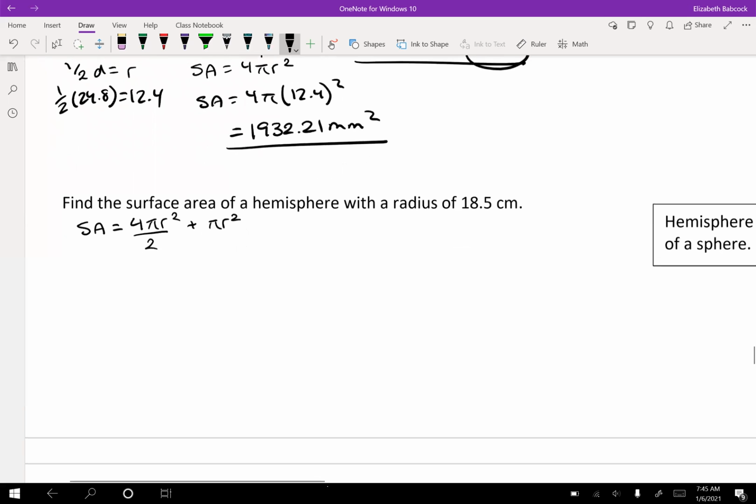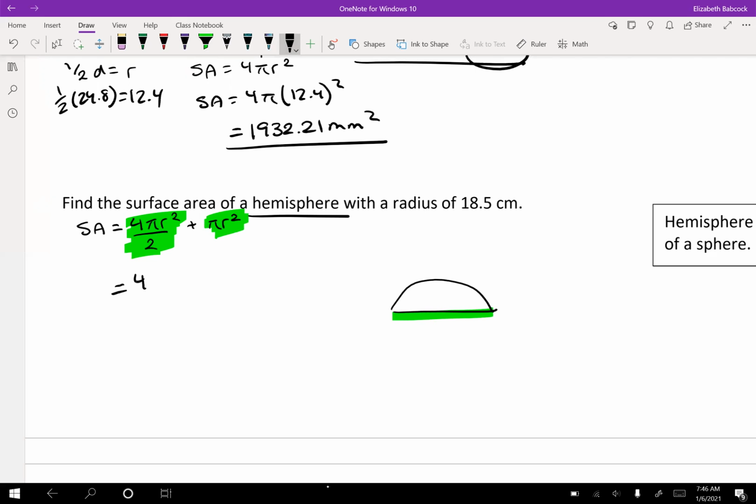Okay. Next one, find the surface area of a hemisphere. That's a half circle, kind of like a Bosu ball that you would stand on. So you need to find the area of the half sphere and then the area of the circle that makes up the base. That is why we have 4 pi r squared divided by 2, and then we have pi r squared to account for the circle made by the base.